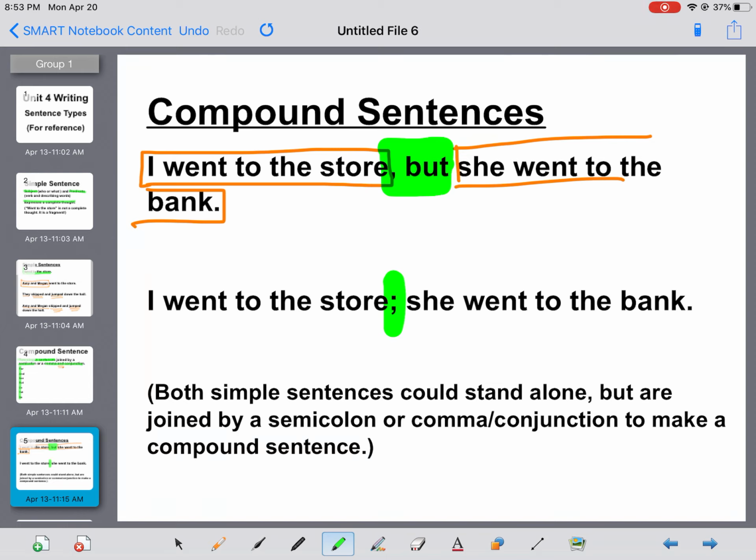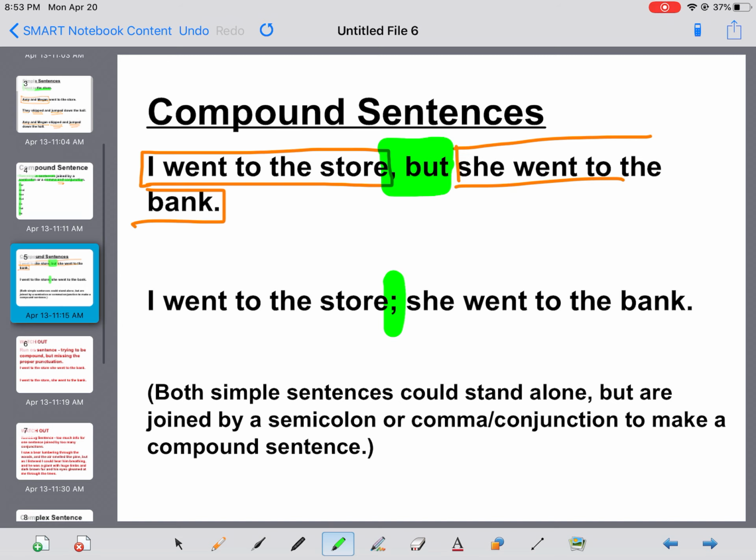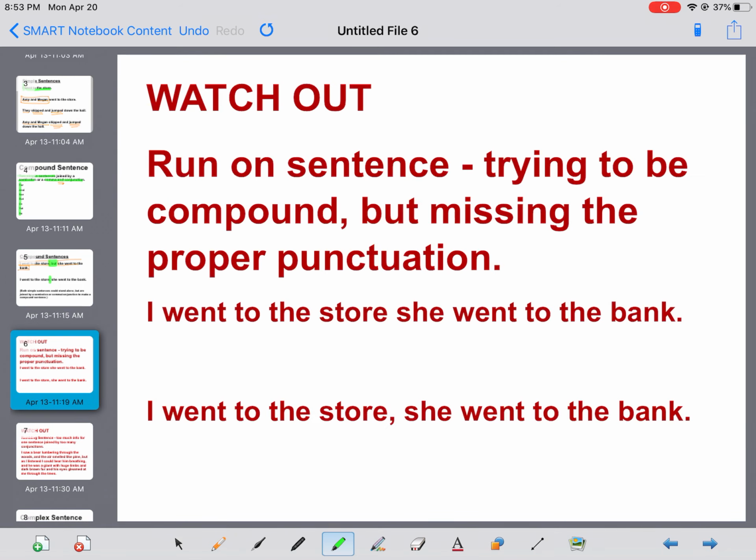All right, but there's a couple things you should be aware of when making compound sentences, a couple of problems that you could run into. So sometimes when you're making a compound sentence, you make what is called a run-on sentence, which is a very bad thing. A run-on sentence is trying to be a compound sentence, but it is missing the proper punctuation. So this first example here, "I went to the store she went to the bank." We've got two things that are run together. We need some punctuation in between the two simple sentences. It's completely missing punctuation in this example.